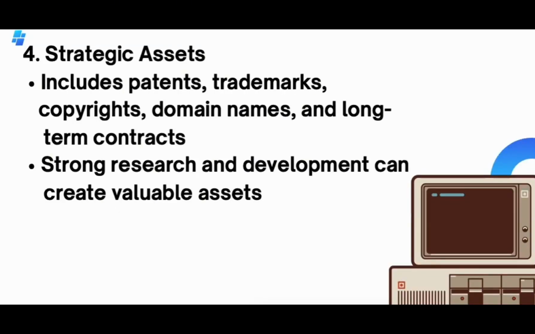Number 4 is strategic assets. These are resources that provide a company with a long-term competitive advantage, enabling it to maintain market leadership and profitability. Examples of strategic assets are patents, trademarks, copyrights, and domain names. How do these strategic assets provide competitive advantage? Patents protect inventions and prevent competitors from copying unique products or processes. This allows companies to charge premium prices and recover their research and development costs.